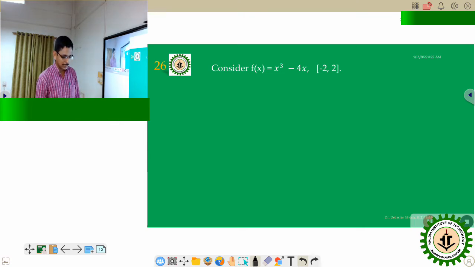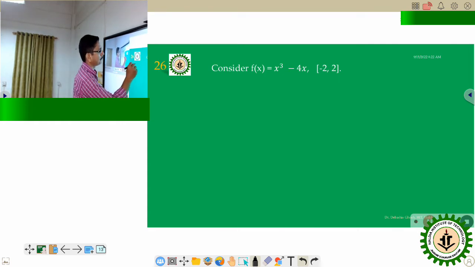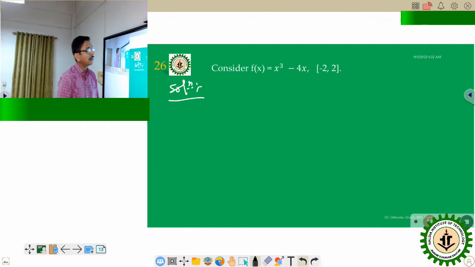Here we consider one example. If you consider the function f of x equals x cube minus 4x over the interval minus 2 to 2. We can verify that this function is a single valued function. If you put any particular point in between minus 2 to 2, that will give you one value for the function. Now the function is also continuous because f x is a polynomial function.